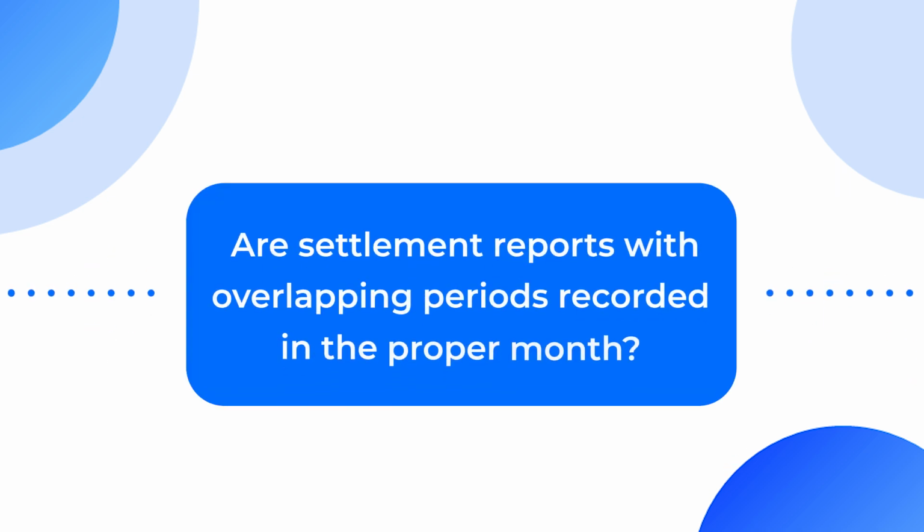Other question was, are settlement reports with overlapping periods recorded in the proper month? Yes, we will record it in the proper month. What we do is we split it up. So for example, if it starts January 20th and finishes February 5th, we will record the sales in January for January and the sales in February for February. And then the payment, which gets deposited in the bank account, gets applied on both. So when you run your balance sheet at the end of the month, or you want to see at the end of the month how much money Amazon owes you, in terms of having a proper balance sheet, you'll see that as well.